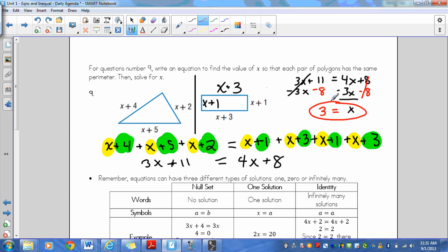And that's my value. And then sometimes they'll ask you for all the sides. They might ask you for the perimeter. And you can just plug in 3 everywhere you see an x.